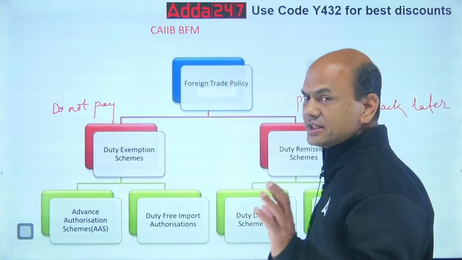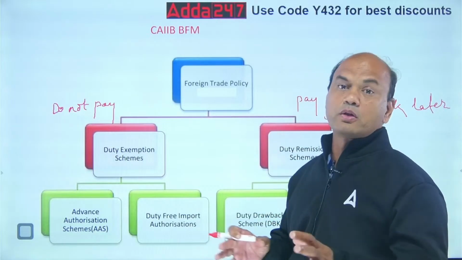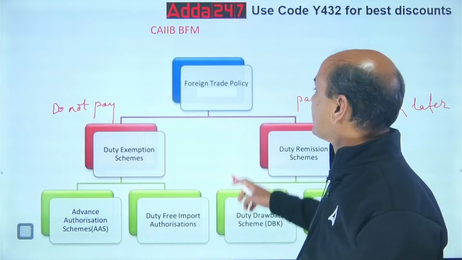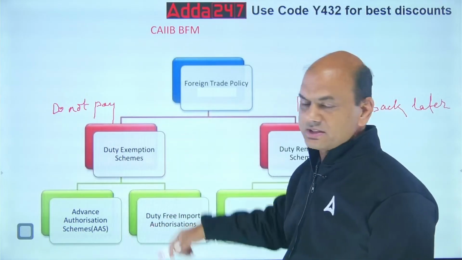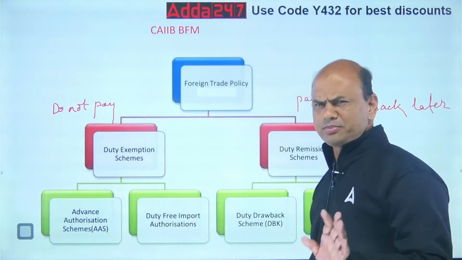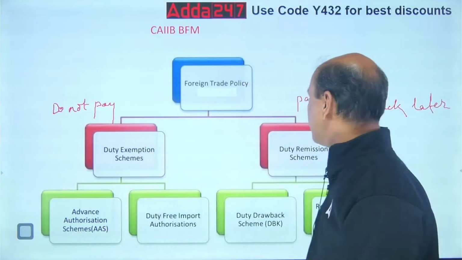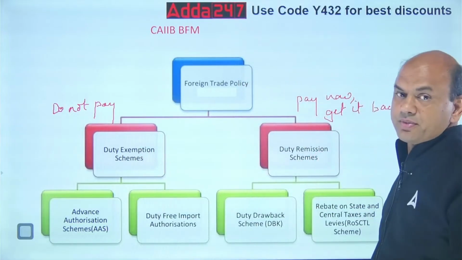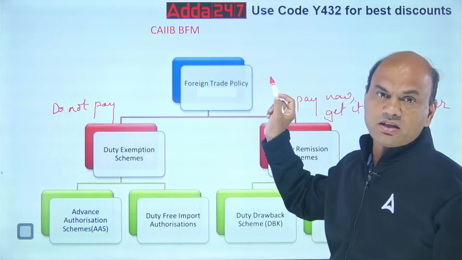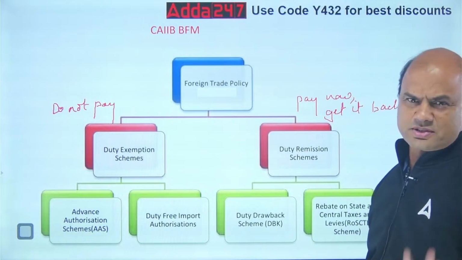Firstly, let's directly hit the topic without wasting much time on the prologue. What are the various policies? The various policies basically cover two types of policies, mainly duty exemption schemes and duty remission schemes. Understand this. See, this foreign trade policy of ours covers two types of policies, mainly for exporters.